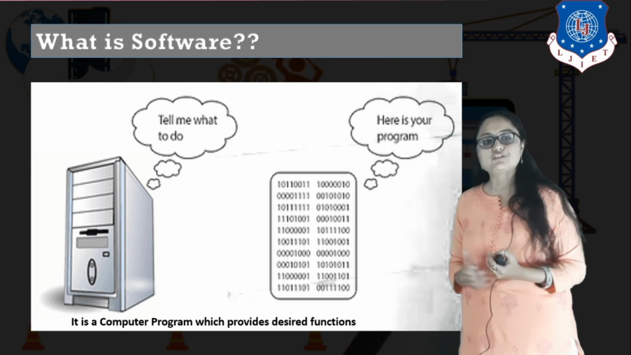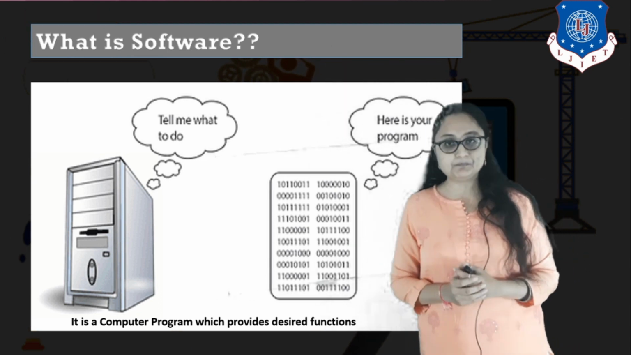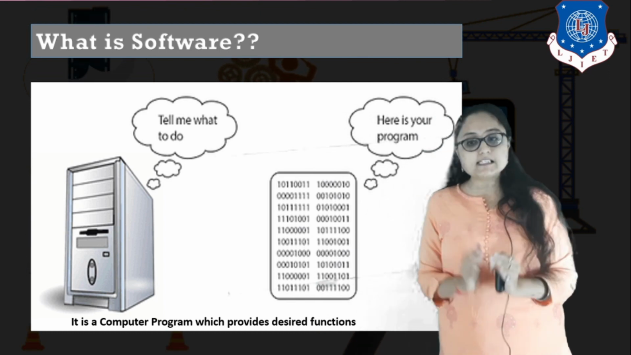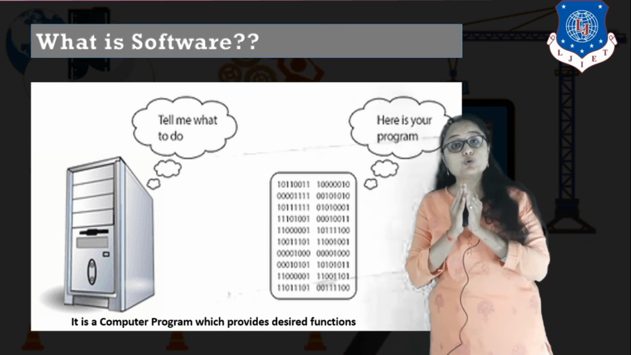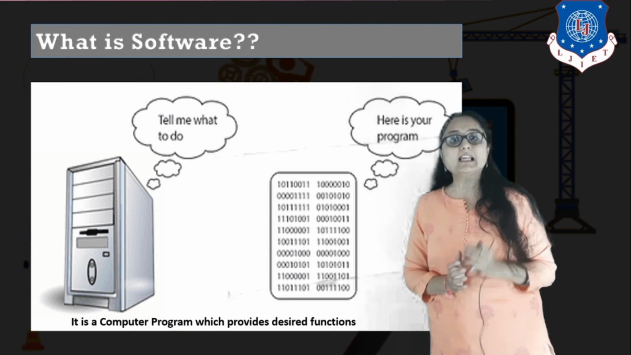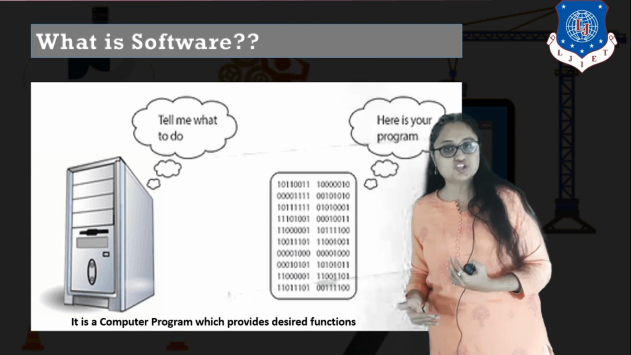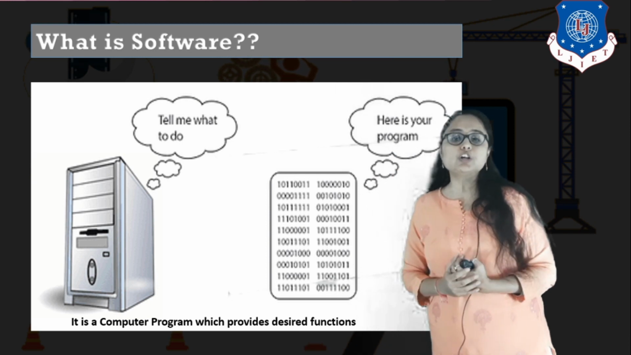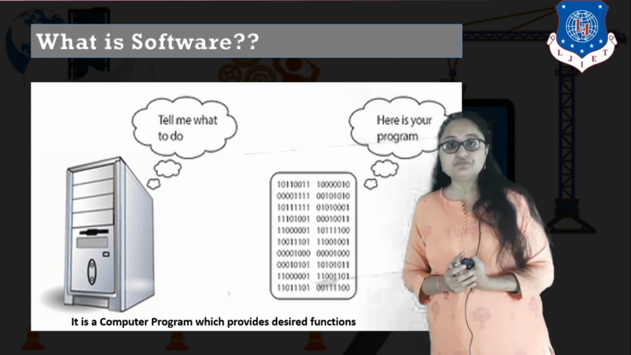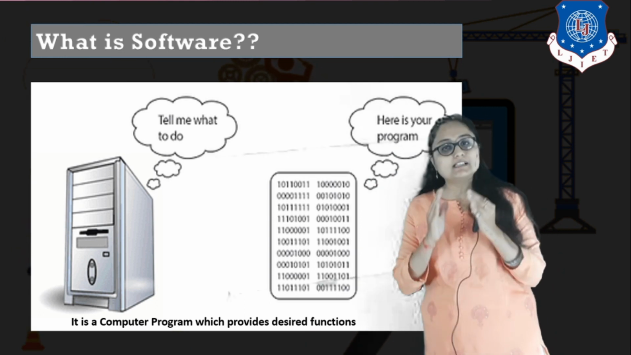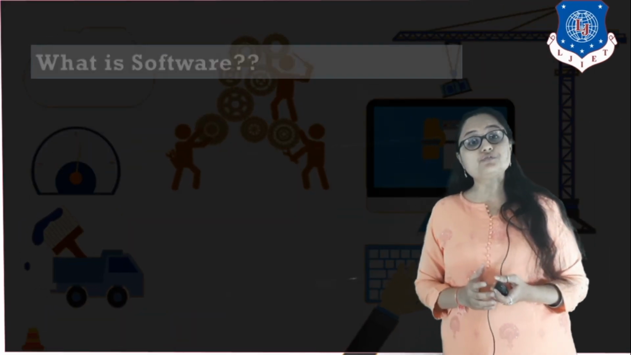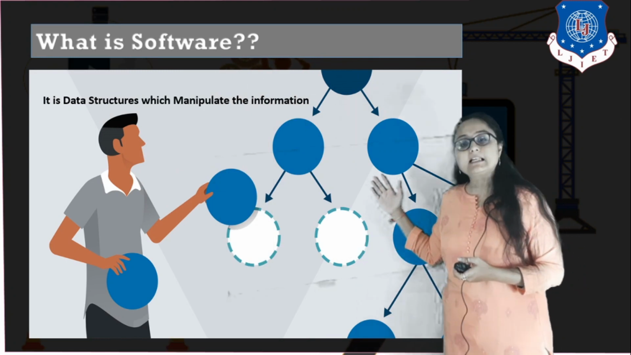The first thing that software is, it is a computer program which provides desired functions and features. So yes, it is a set of instructions which provides you the desired functions and features. There is basically an aim in which you have a list of functionalities and features which you want to accomplish, and the program that you write for accomplishing them is known as software, right?